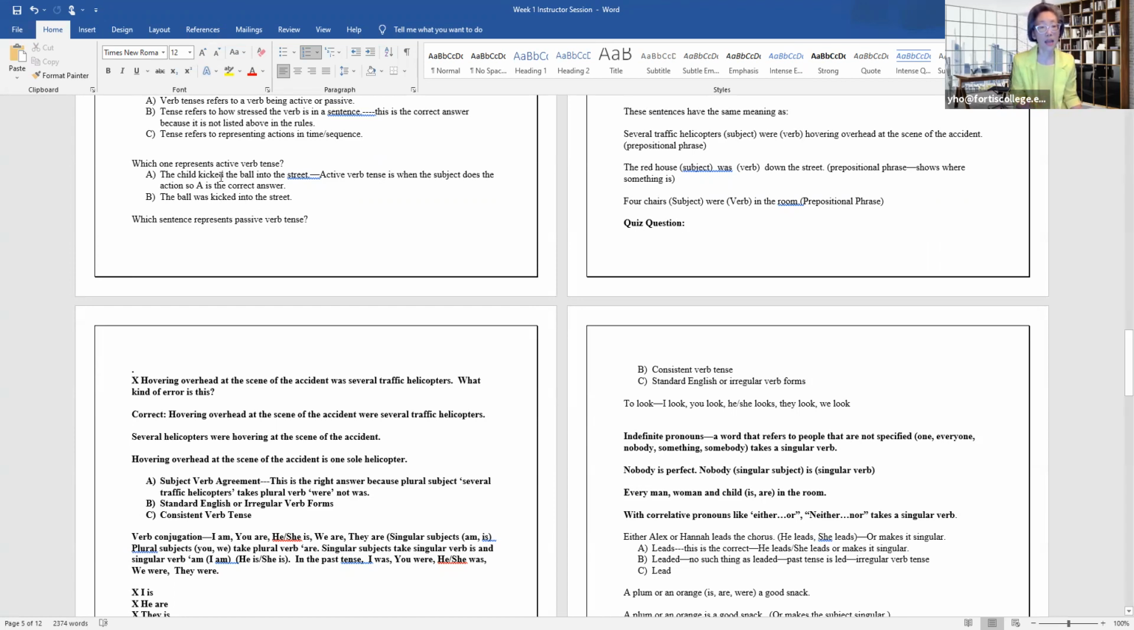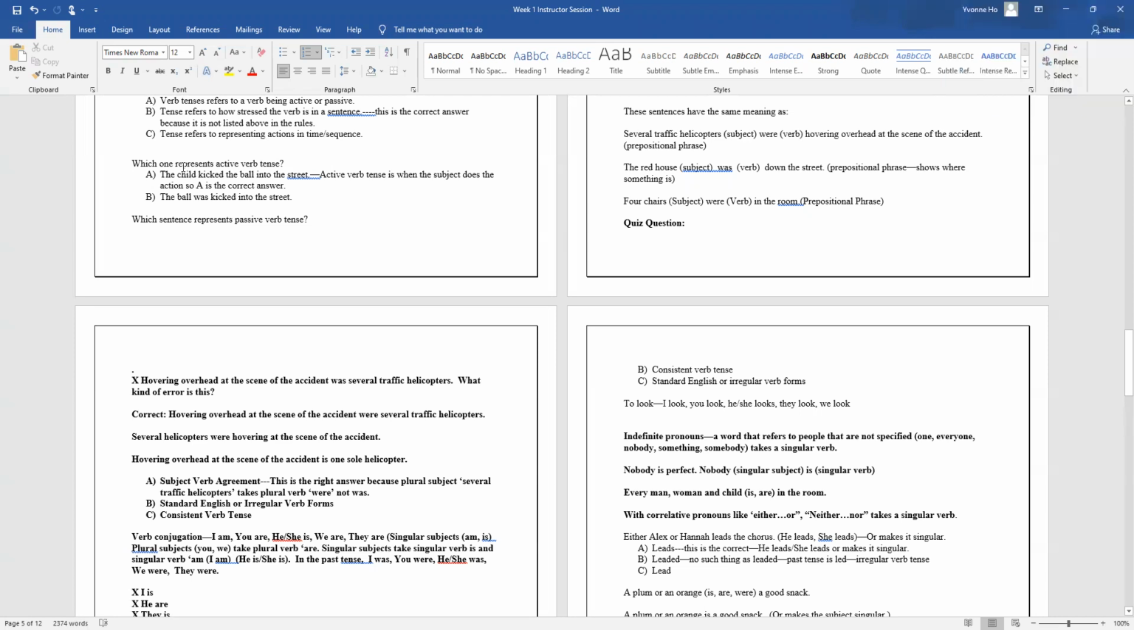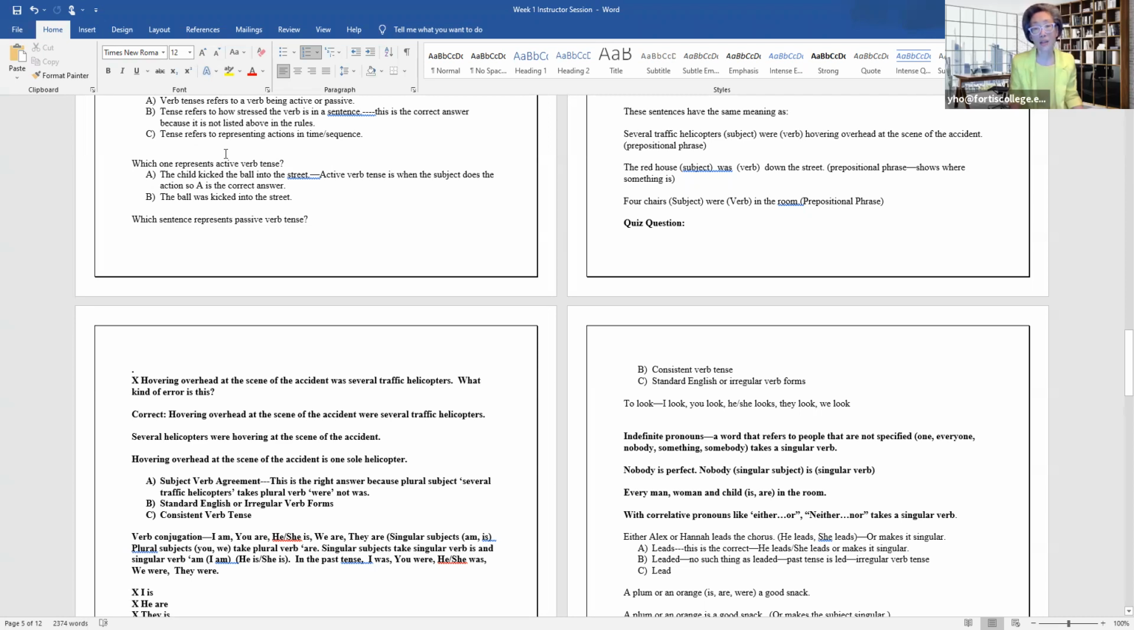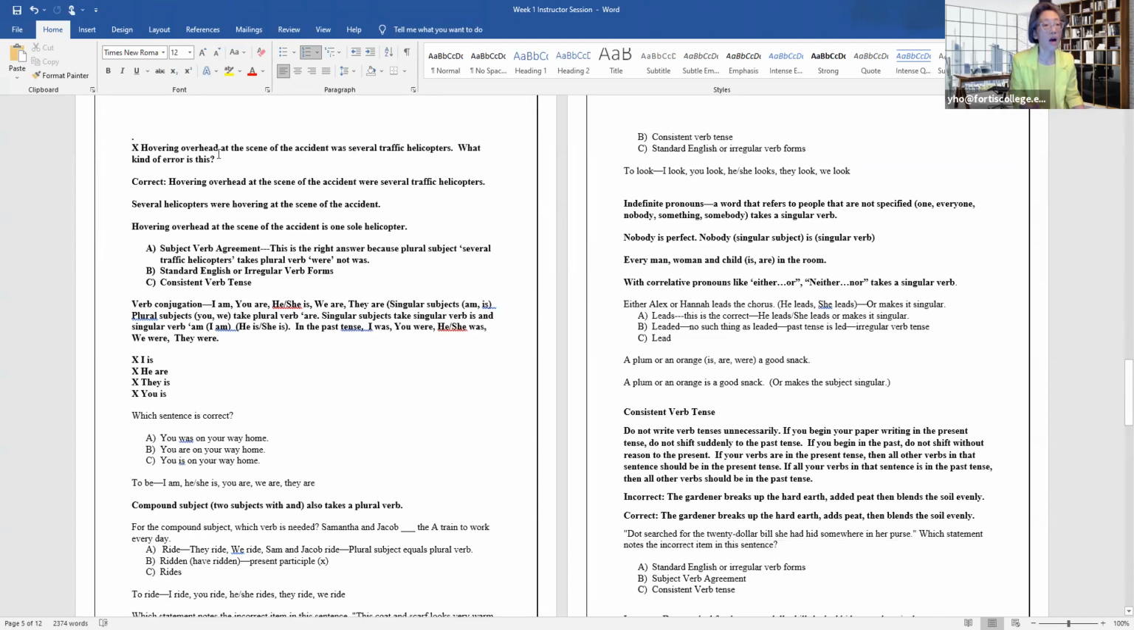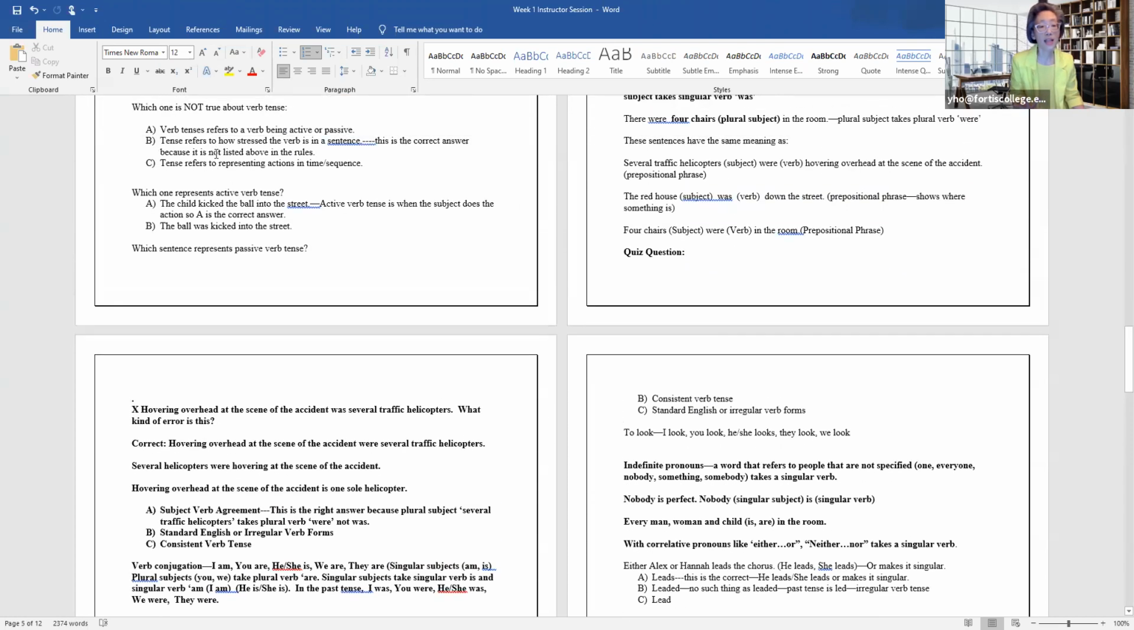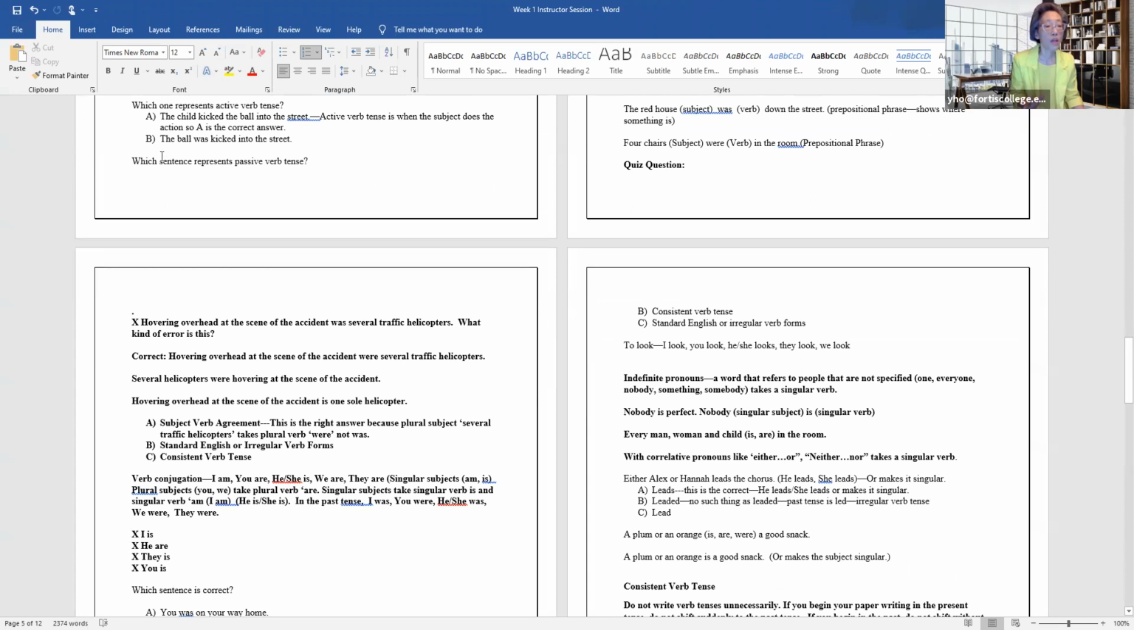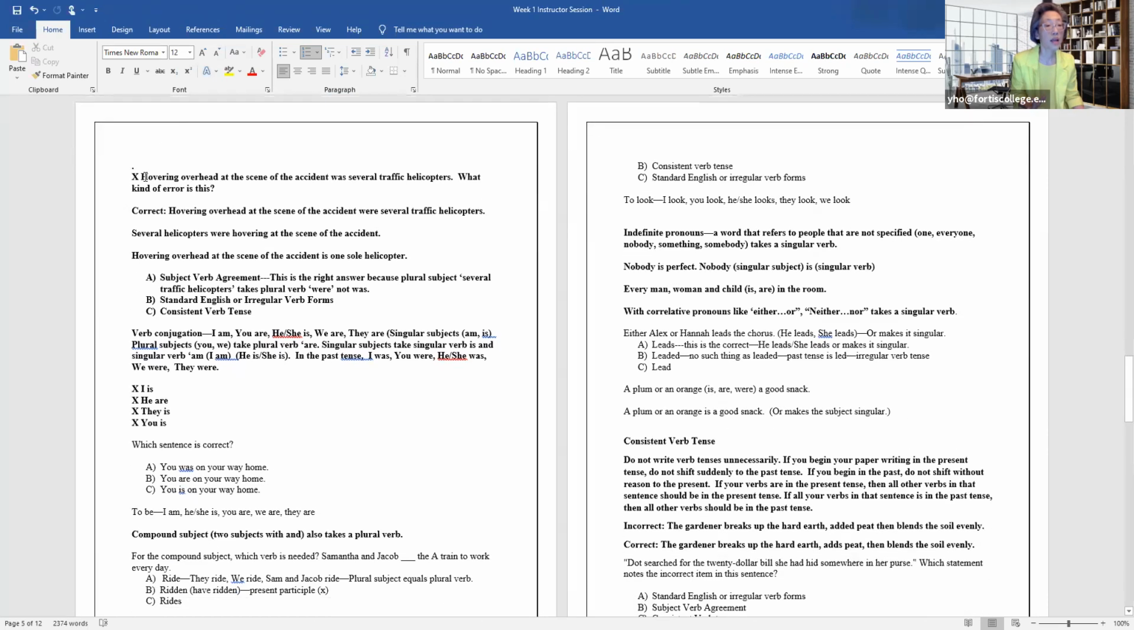So which sentence has the subject that's doing the action? Here I have A, the child kicked the ball into the street, because here you have the active verb, the subject child actually doing the action. Here, the ball is receiving the action of being kicked by someone. So on your quiz, you have to know the difference between active and passive voice. When you write your essays, you need to use primarily active voice. Is everyone okay with all of this? Yes? Okay.